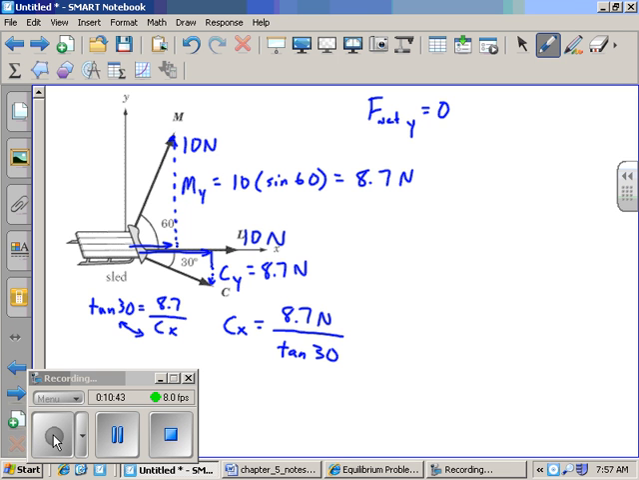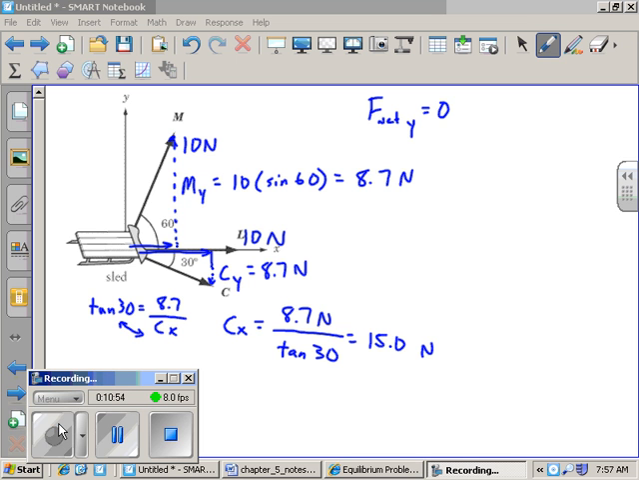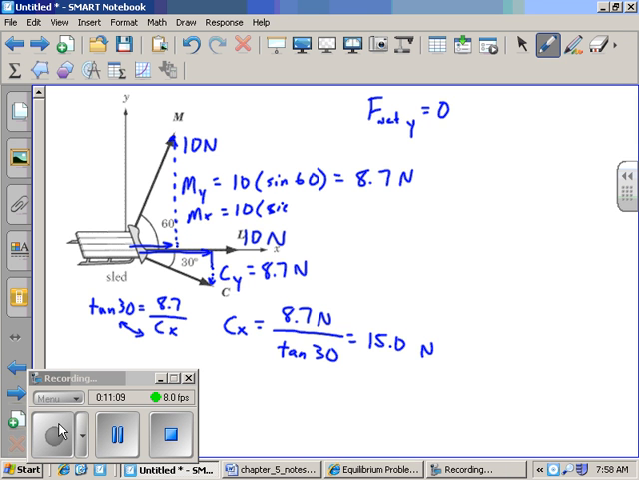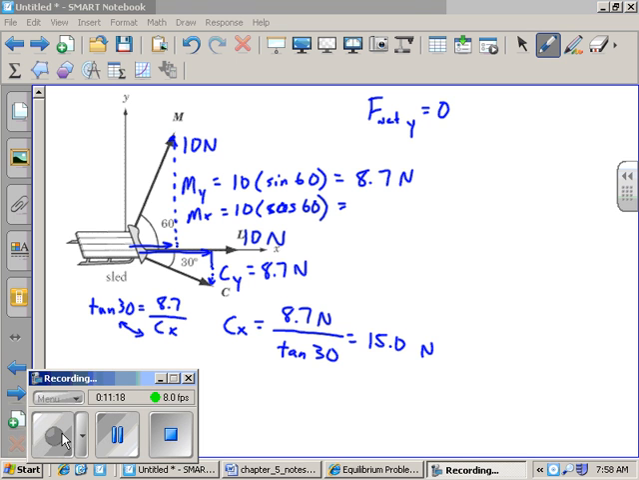So here we can calculate Cx. Calculate that. Pause the video if we need to pause the video. And I calculated something that would be right around 15 newtons. Let's go ahead and do the same for M and find Mx. Mx would have to be equal to 10 times the cosine of 60. Go ahead and calculate that now. Pause the video if you need to. We know that cosine of 60 is a half, so that's 5.